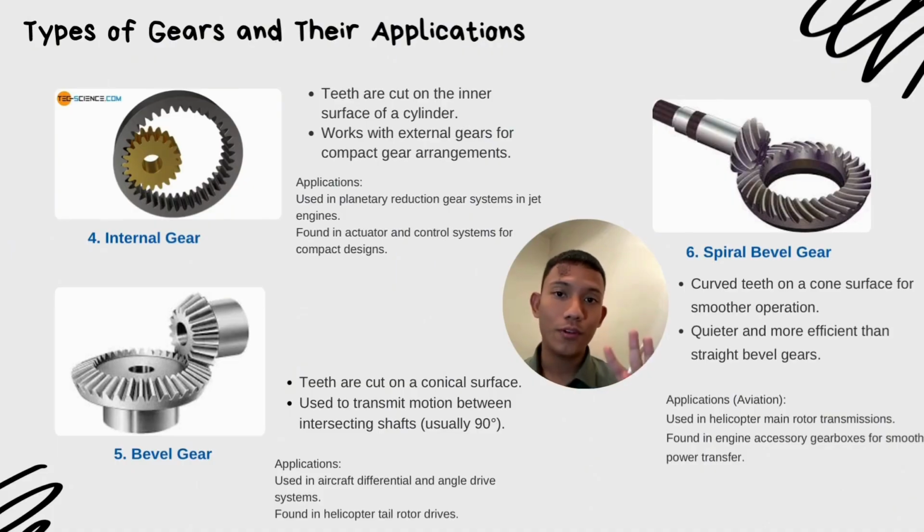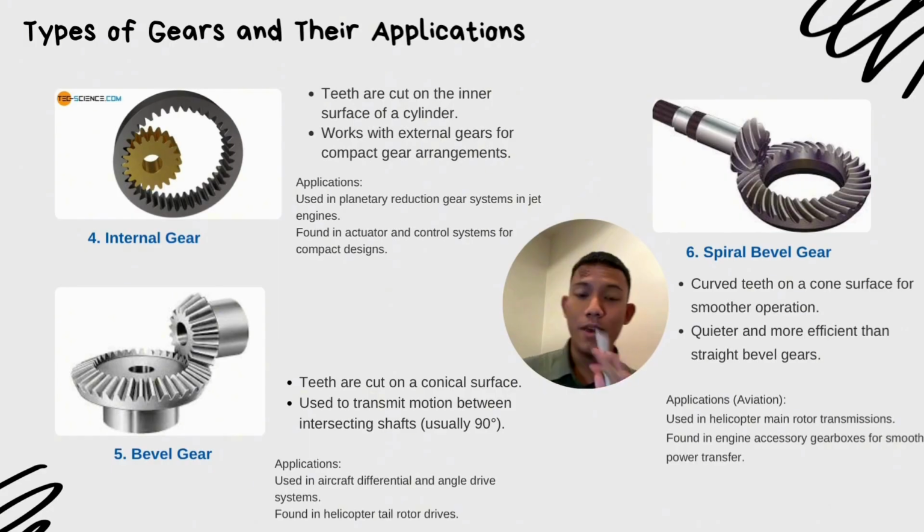So, the fourth one is the internal gear. Internal gears have their teeth cut on the inside of a cylinder and work together with external gears. This arrangement allows for a compact and lightweight gear system, which is important in aircraft design to reduce overall weight. Internal gears are commonly found in a planetary gear system used in jet engine.